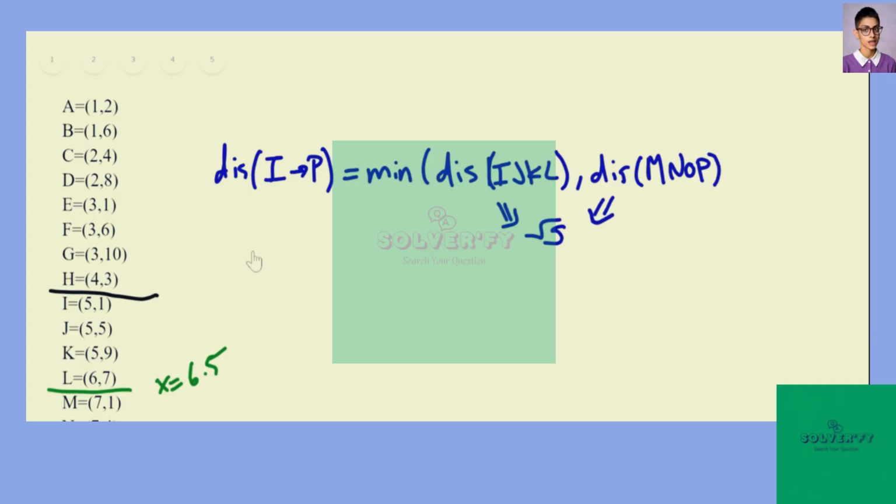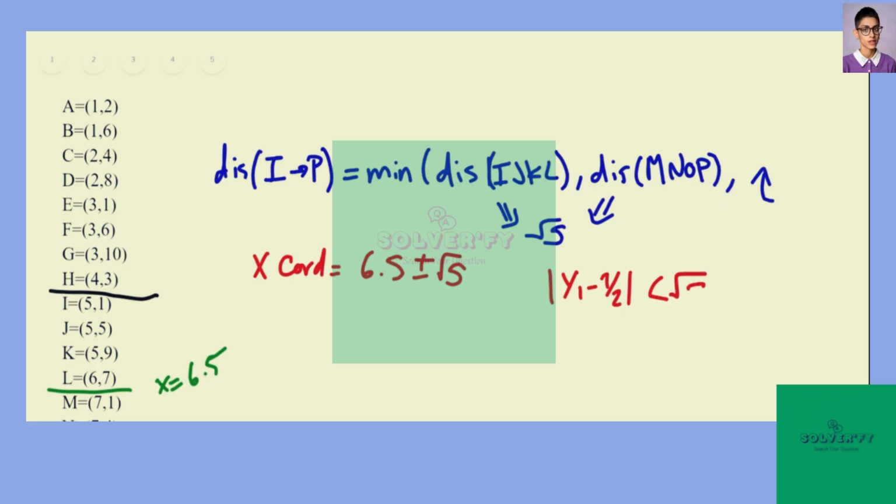So again, the minimum of those two then is going to be the square root of 5 since they're equal. So we want an x-coordinate to be roughly equal to 6.5 plus or minus the square root of 5 as we look for our third set of points to compare. And we want, again, for the y-coordinate to have a distance between them of less than the square root of 5. So that's going to narrow it down. And we'll choose I and M as having the shortest distance. So we choose those.